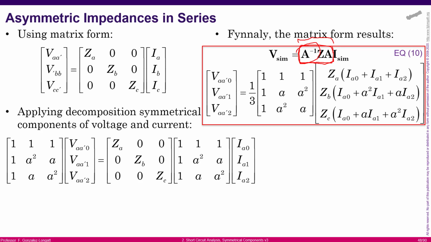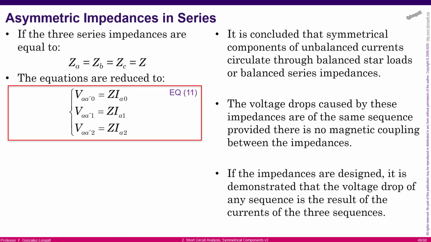Well, the next step is, okay, what happens if we have the same impedance? If the impedance on phase A and phase B and phase C are the same, well, we can say that the voltage drop in each sequence is the impedance multiplied by the corresponding sequence current. That is the conclusion here. What I'm trying to say is, in positive sequence, the positive sequence current is the only one creating voltage drop.